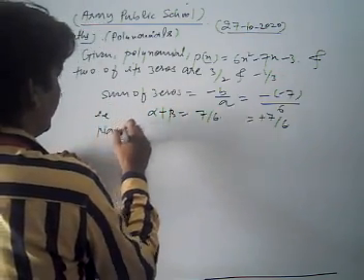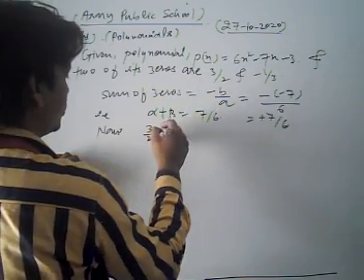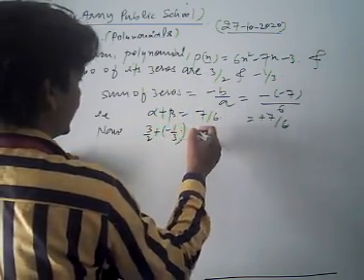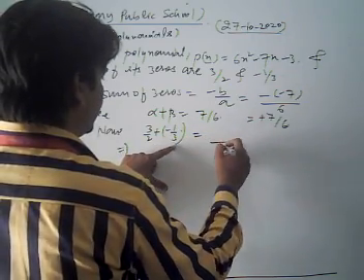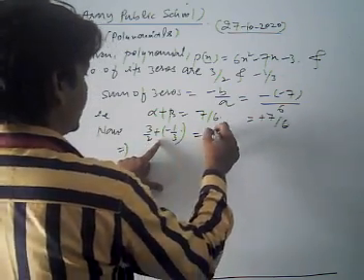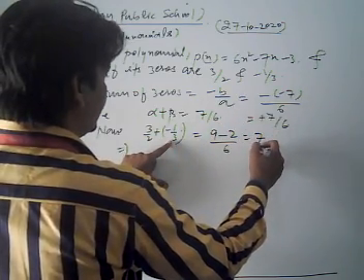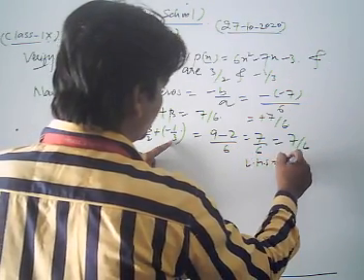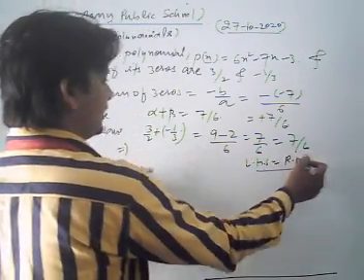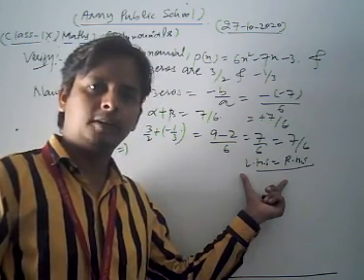Now in LHS we put alpha is equal to 3 by 2 plus beta is equal to minus 1 by 3. Then what do I get? We take 6 as the LCM. So 3 times 3 is 9 plus minus 2 times 1 is 2, that is 7 by 6, which is equal to 7 by 6. So LHS is equal to RHS. Hence verified for the first part.